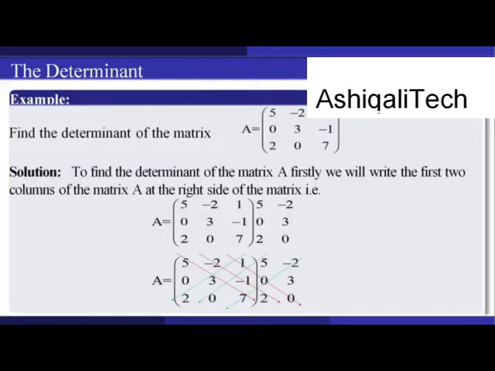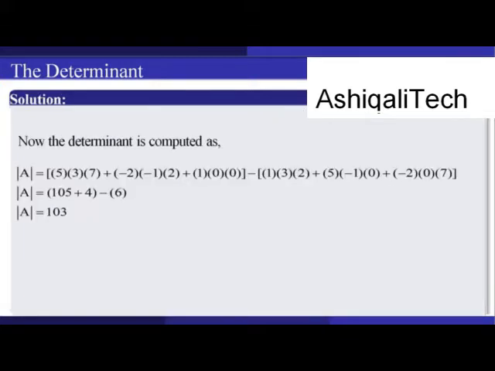Find the determinant of a matrix A which is given here. To find the determinant of the matrix A, firstly we will write the first two columns of the matrix A at the right side of the matrix. That is, A is equal to matrix A and the first two columns, and then we see the three red lines and three green lines. Now the determinant is computed as the product of red lines minus the product of green lines, which gives determinant of A equal to 103.